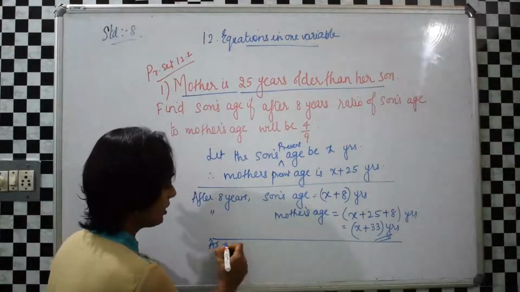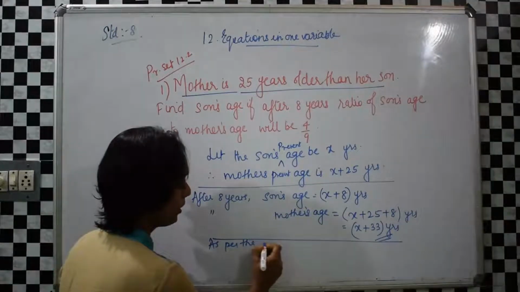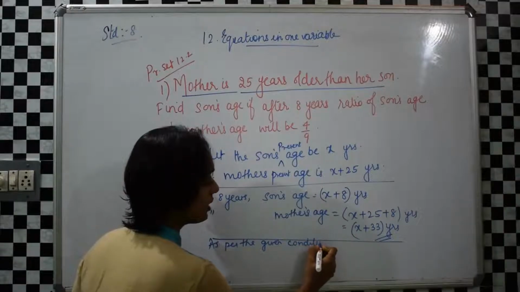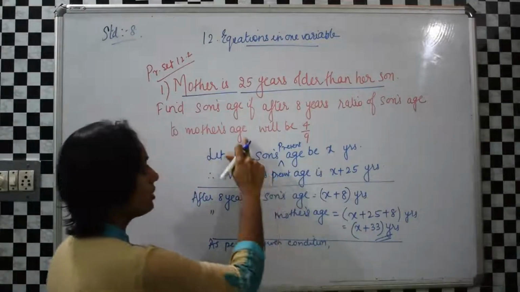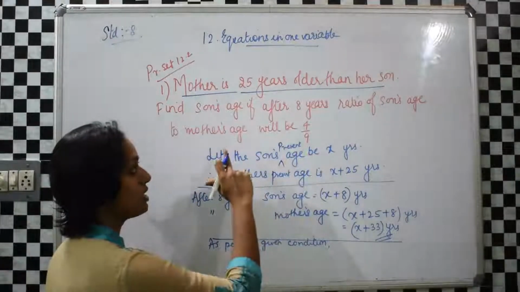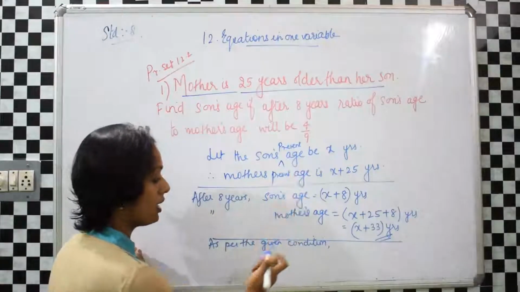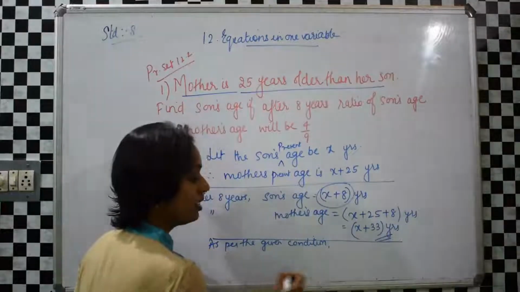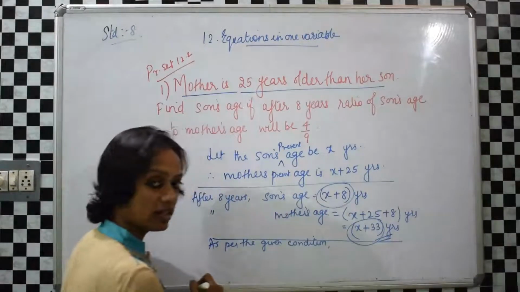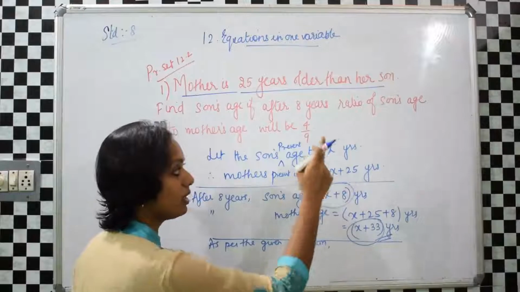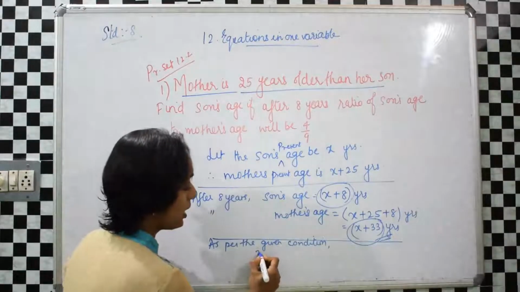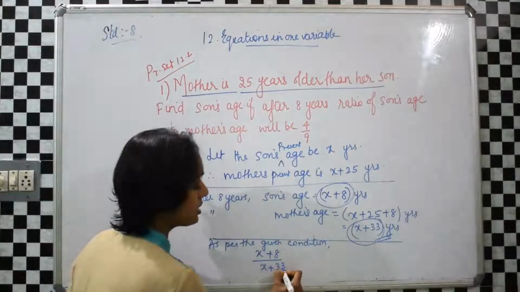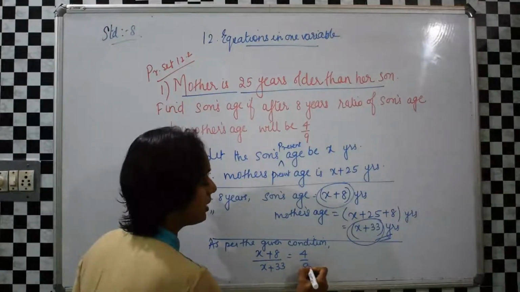as per the given condition. So what is the condition given? After 8 years, the ratio of son's age to mother's age is 4 upon 9. So what is son's age after 8 years? X plus 8. Mother's age is x plus 33. The ratio of these two will be equal to 4 upon 9. So x plus 8 upon x plus 33 is equal to 4 upon 9.